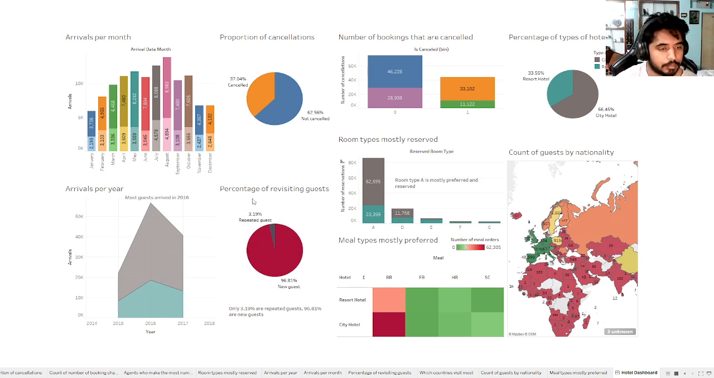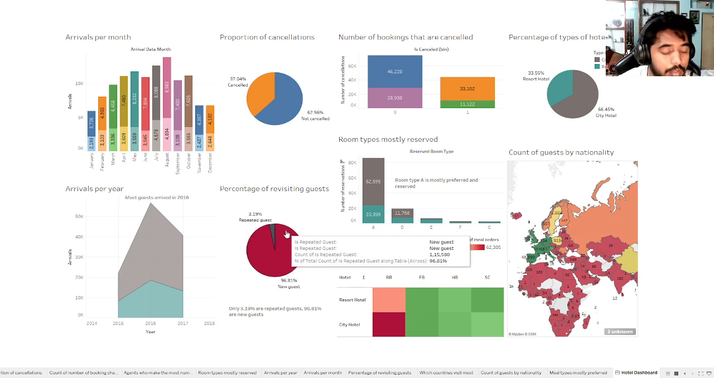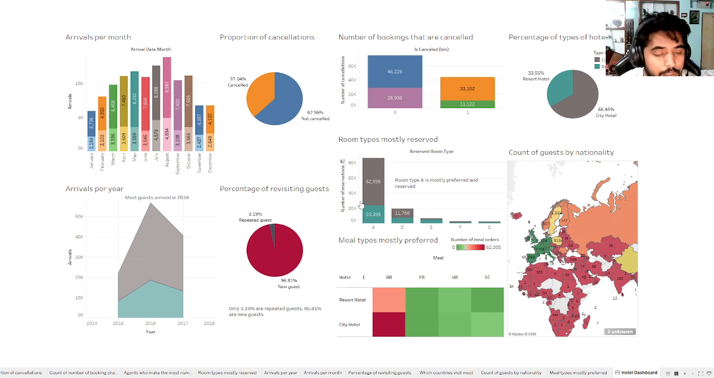In the next chart we are seeing the percentage of the guests that revisit the same hotel. So we can see that 3.19% of the guests are repeated guests and the rest are new guests, which is 96.81%. So you can see that the percentage of guests that are repeated is very low. Thus from this trend the stakeholders of the hotel business can promote the repetition of guests by creating many offers and other things.